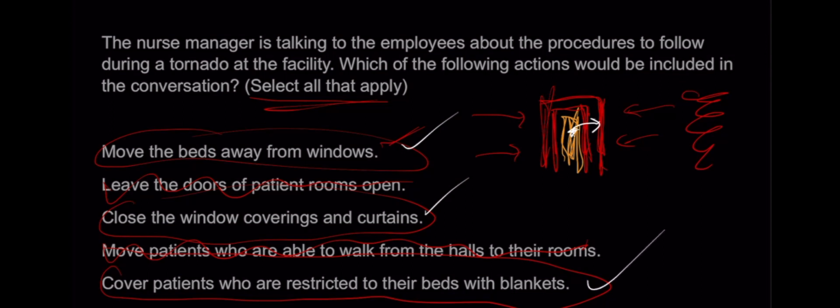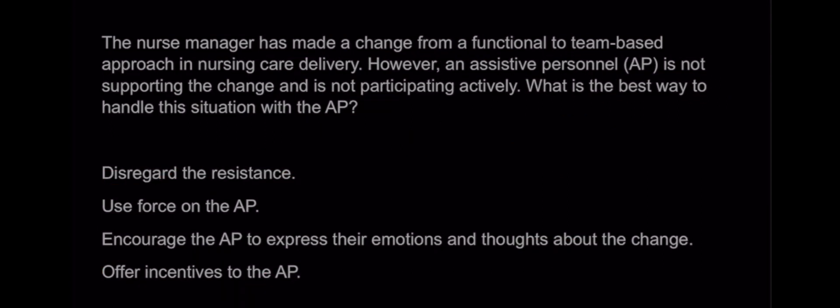Sounds good to me. The nurse manager has made a change from a functional to team-based approach in nursing care delivery. However, an assistive personnel is not supporting the changes, not participating actively. So we got a troublemaker. What is the best way to handle this situation with the AP? What do we do? Do we disregard it? No, of course not. You gotta deal with problems head on. So we got into this field to deal with problems.